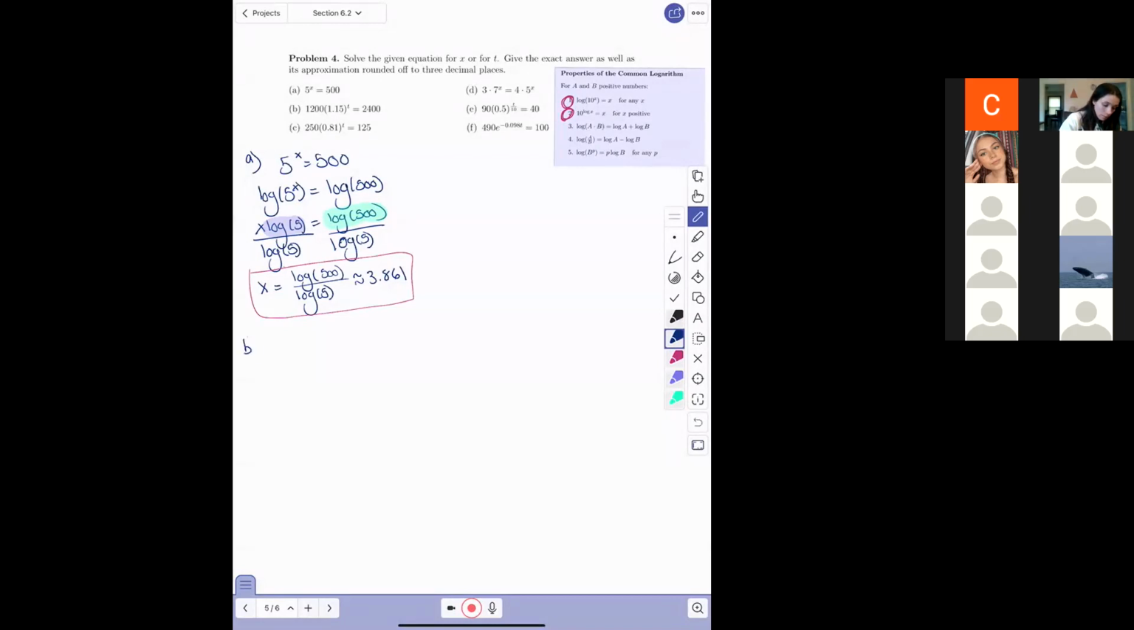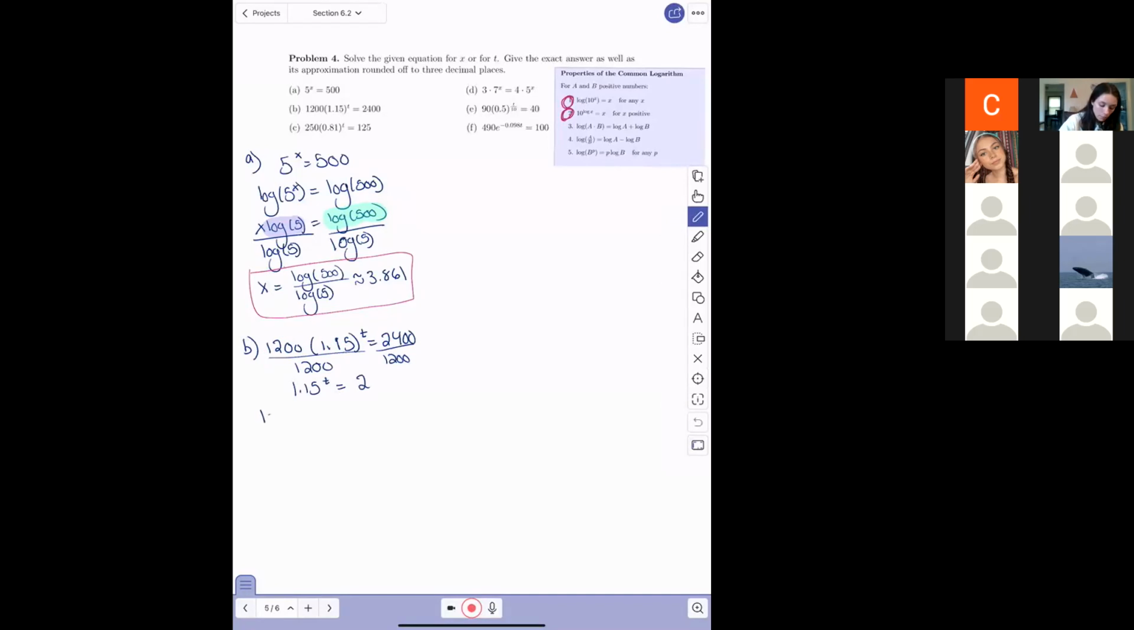Problem B. Okay, so now this one looks a little different. This is pretty much how you solve exponential functions, which we covered last section. We have 1200 times 1.15 to the power t equals 2400. Remember, we didn't know how to solve this last chapter, but 1200 would have been our initial value, 1.15 is the growth factor, and then we're setting it equal to this value. To solve this, we'll divide each side by 1200 first. So we have 1.15 to the power t equals 2.